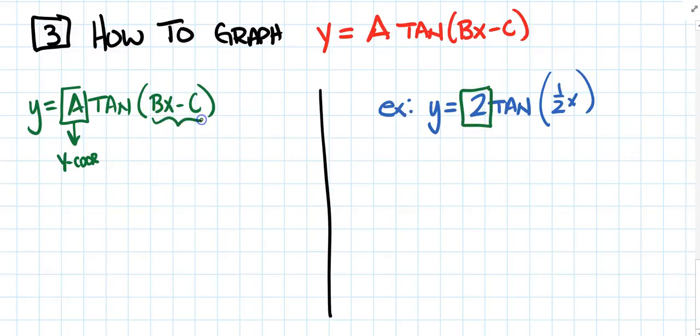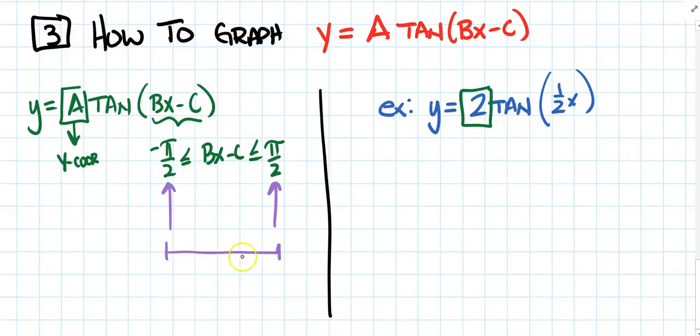This part right here that's inside your parentheses, this is going to tell you where 2 consecutive asymptotes are. So what we do is we place this stuff in between negative pi over 2, less than or equal to whatever happens to be here, bx minus c, less than or equal to positive pi over 2. You may be wondering why we're choosing negative pi over 2 and positive pi over 2. You'll recall in box number 1, we saw that there was one full cycle of tangent that falls in between negative pi over 2 and positive pi over 2. So we just adjust by solving this inequality.